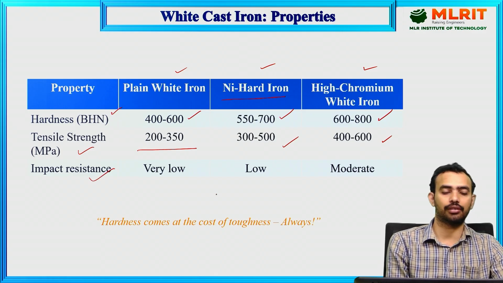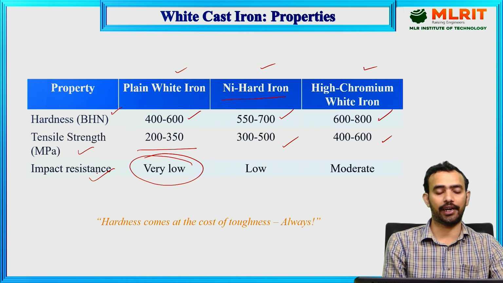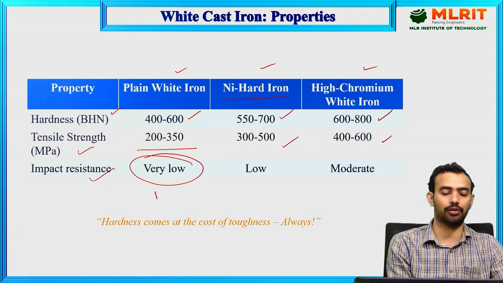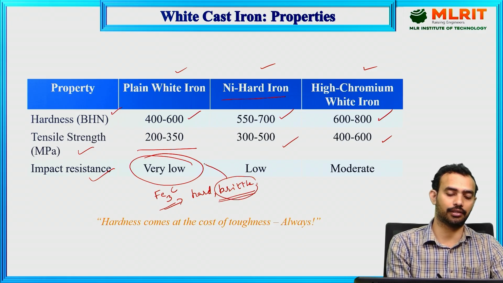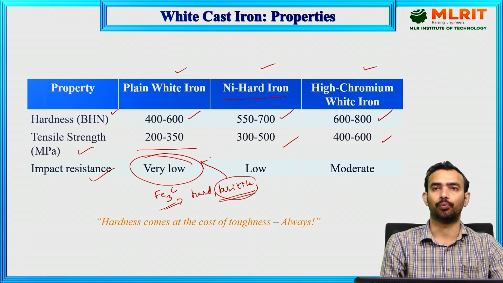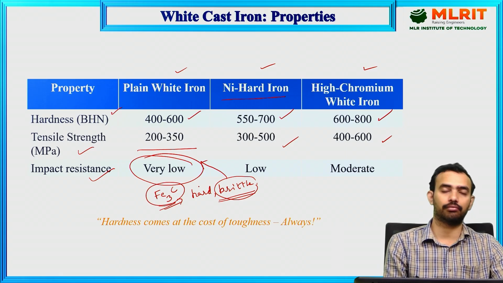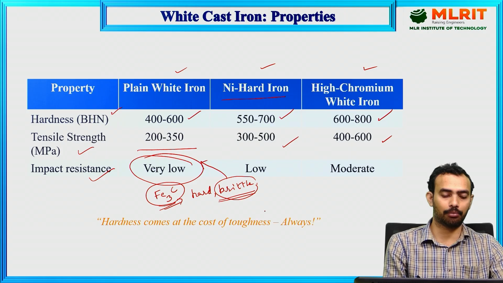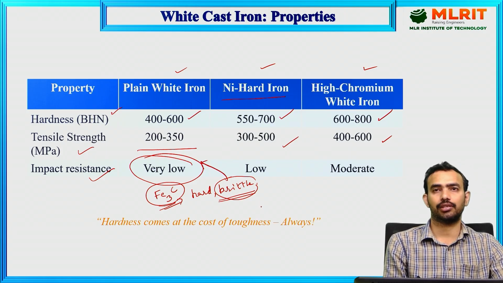Impact resistance is very low in the case of plain white iron because of the presence of Fe3C, which is very hard and also very brittle in nature. Because of its brittleness, its impact resistance is very low. So it's very brittle and hard due to the presence of iron carbide, and because of that, in turn, its impact resistance is very low.